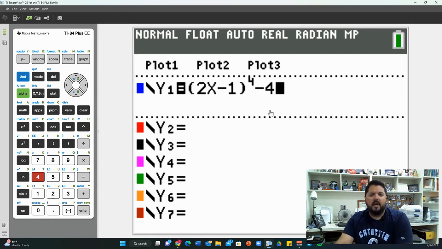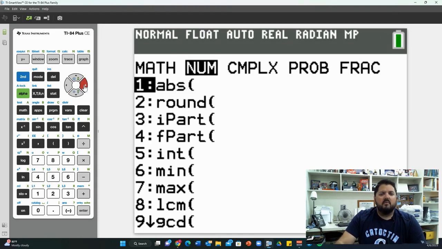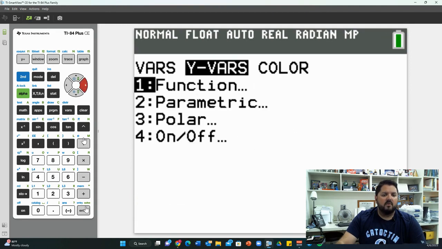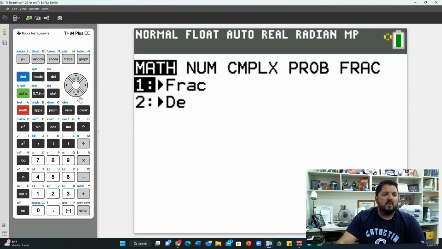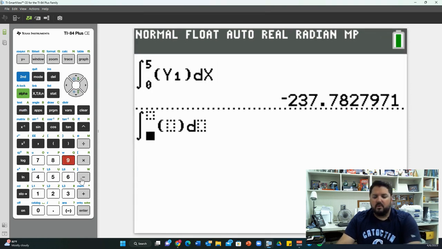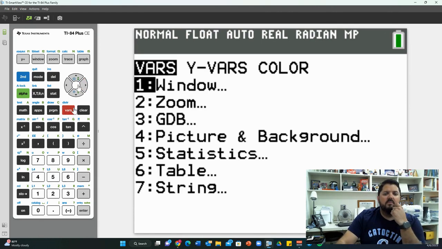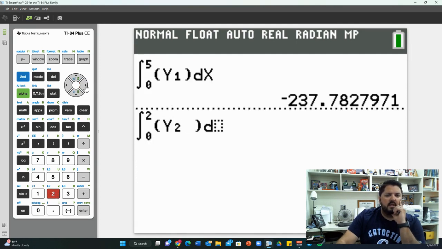And I already put the regular velocity in y1, so let's actually do it this way. We'll go to math, over to number, absolute value, and I'm just going to tell it to take the absolute value of y1. Remember, I do that with vars, y-vars function, y1. So my fnInt then, if I exit this and do math 9, remember, newer calculators, it'll look like this. But now, because I did it that way, I separated them. Now I need to recall y2 for this integral. So option 2, and then dx.